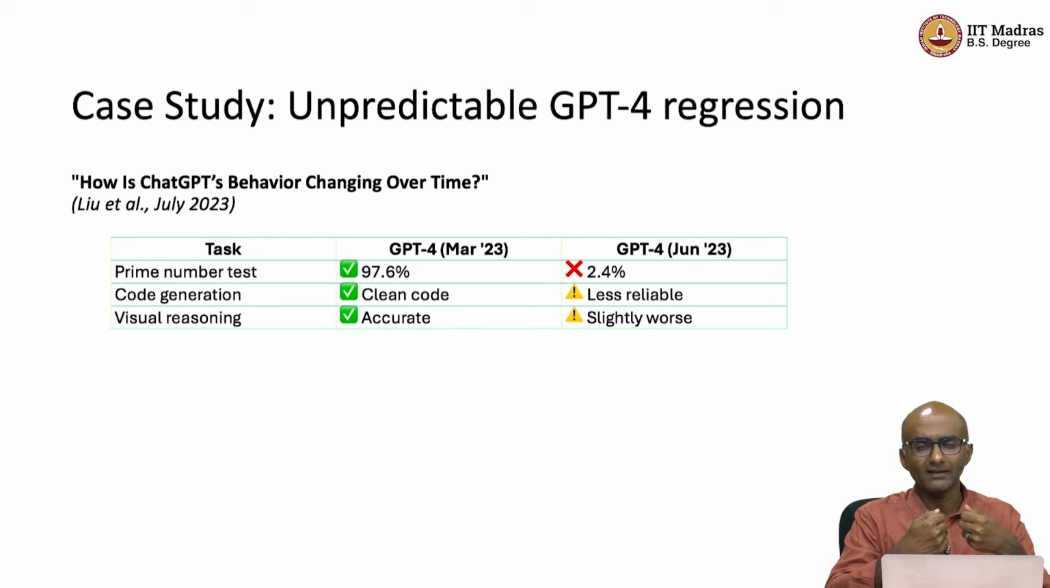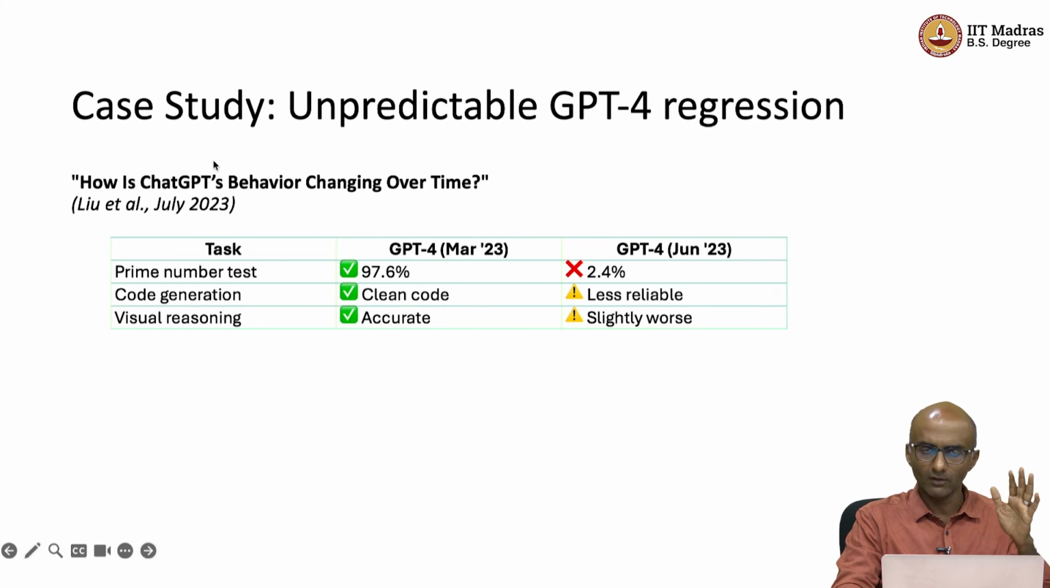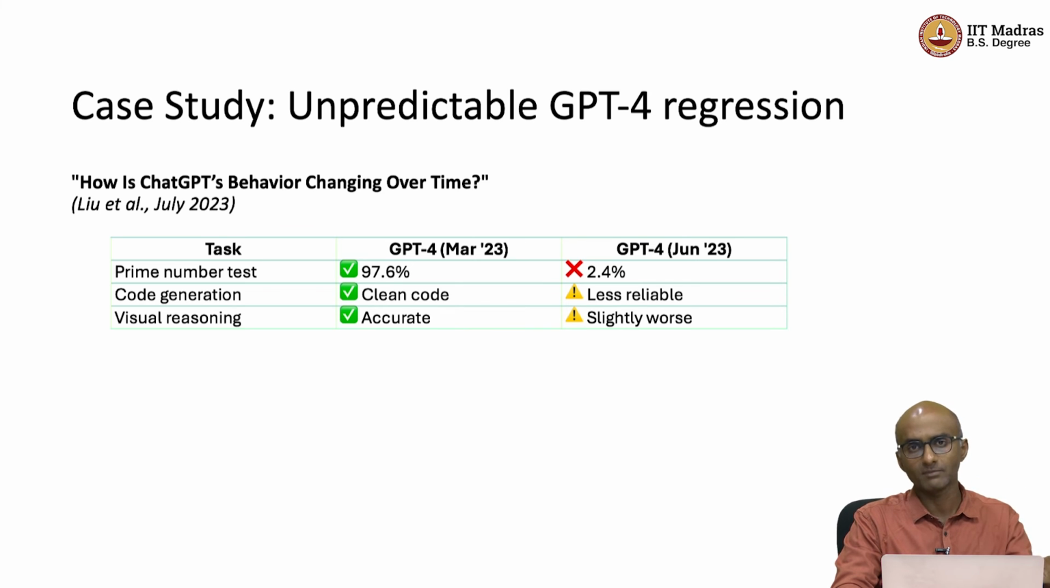And at that time, when the researchers published this open paper documenting that degradation in behavior so that everybody else can reproduce it, they found three very specific tasks where the degradation was significant. One was a test for prime numbers. It's a mathematical test. The GPT-4 version released in March 2023 got the number of answers right 97.6% of the time. It's a benchmark of multiple tests. Whereas the June version was absolutely abysmal.